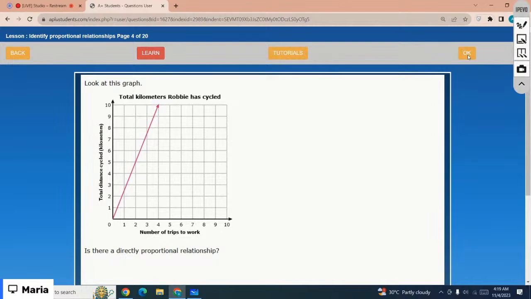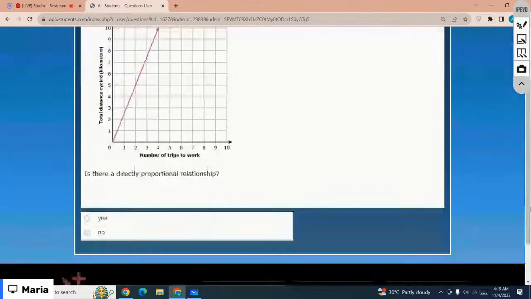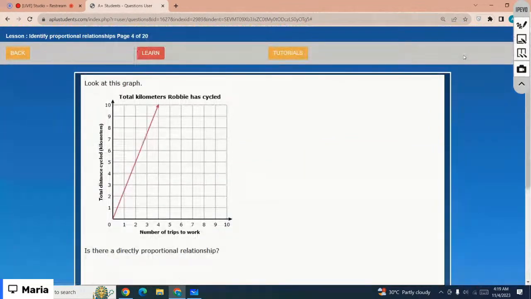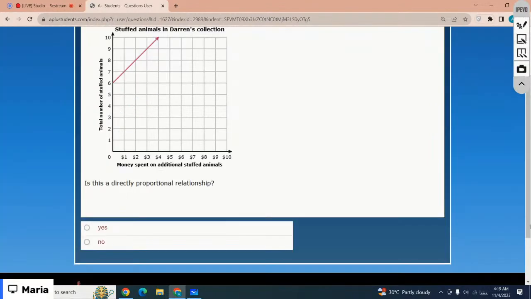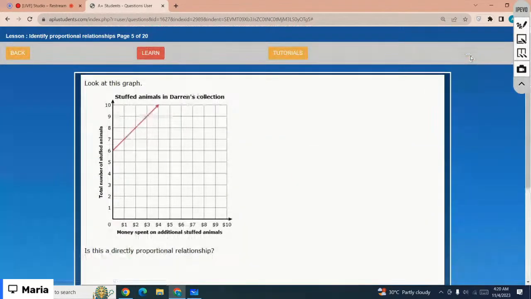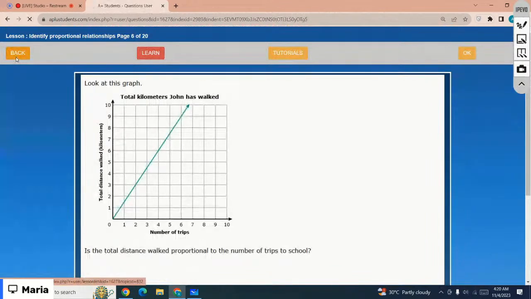The correct option is yes, it is directly proportional, right? Because the graph is passing through the origin. Look at this graph. Is this a directly proportional relationship? The correct option is no. Okay, you can complete the lesson by yourself later today. Let's just move on to the next lesson.